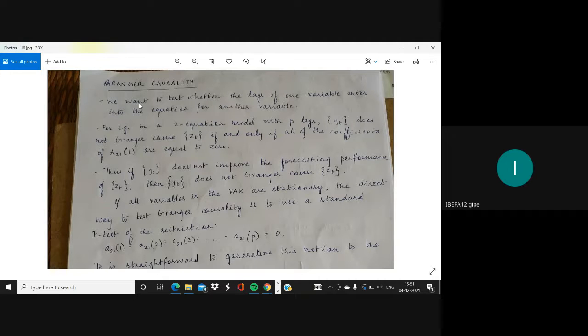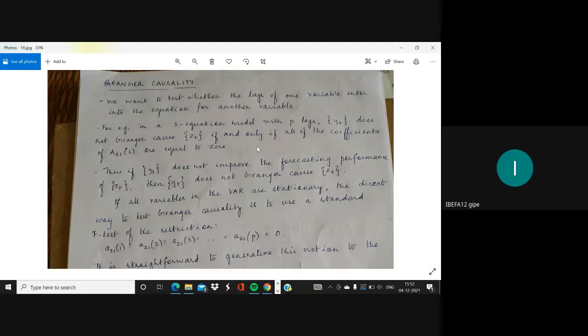What we want to do here is to test whether the lags of one variable enter into the equation for another variable. So we want to see whether lagged values of, for example, yt can help us better predict the future values of zt. Only then will we want to include the lagged values of yt in the zt equation. For example, in a 2 equation model with t lags, yt does not Granger cause zt if and only if all of the coefficients of a21L are equal to 0.